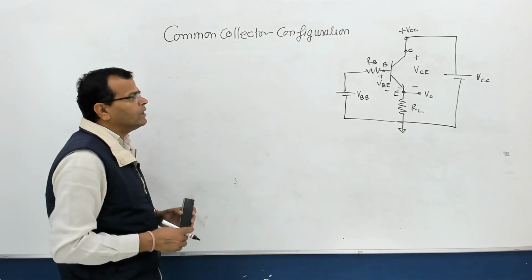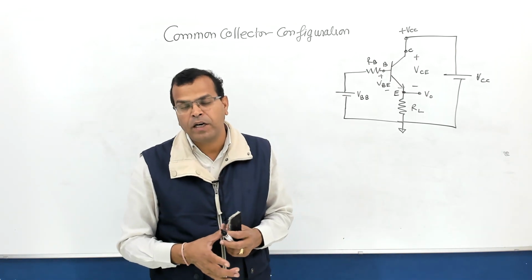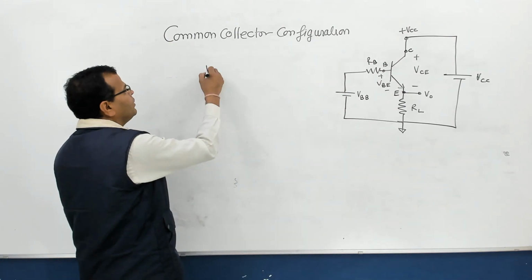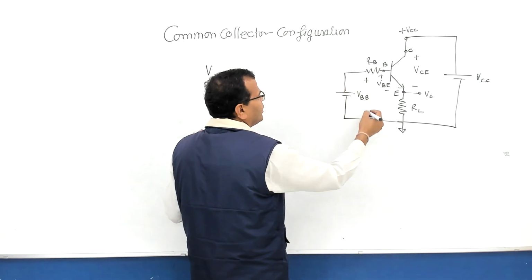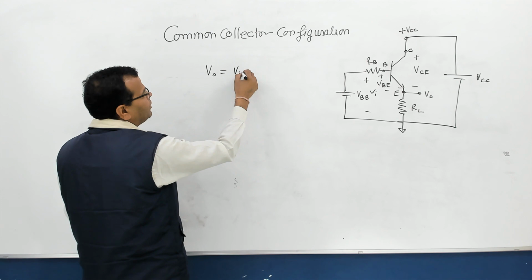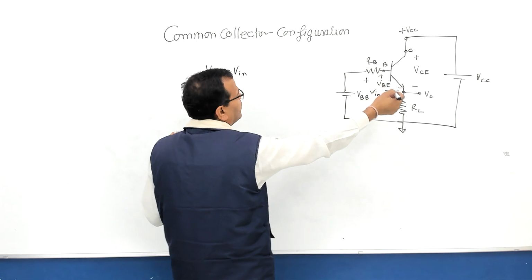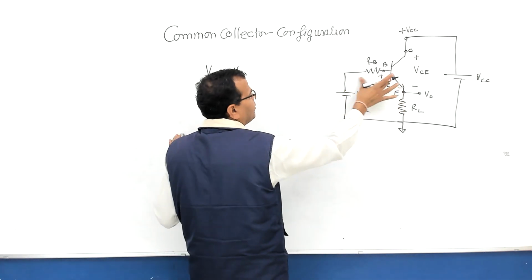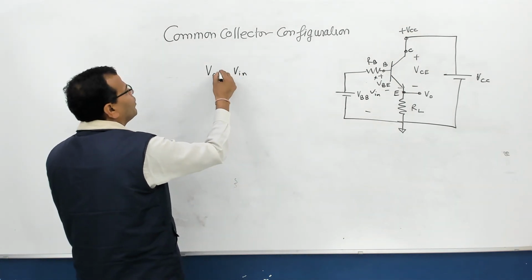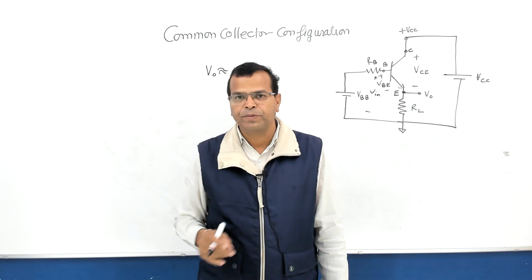So this configuration is not very commonly used for amplifier application, but there are certain advantages of this application. What are those advantages? Let us see that. What is V0? If you take this as the input voltage Vi, then V0 is equal to Vi, that is V input, minus VBE. This is the input voltage from here to here. So V0 is approximately equal to V in, in case of common collector configuration.